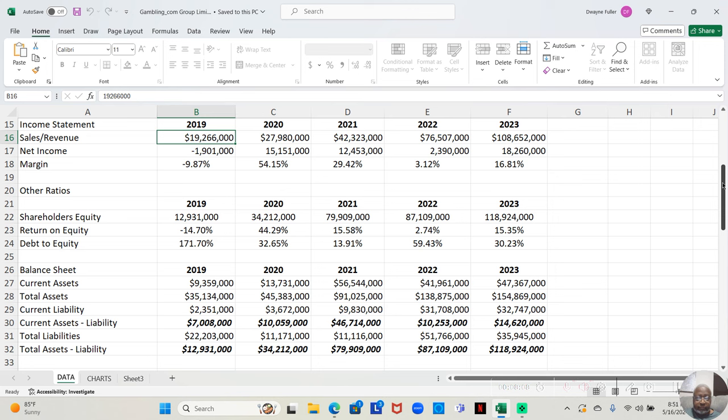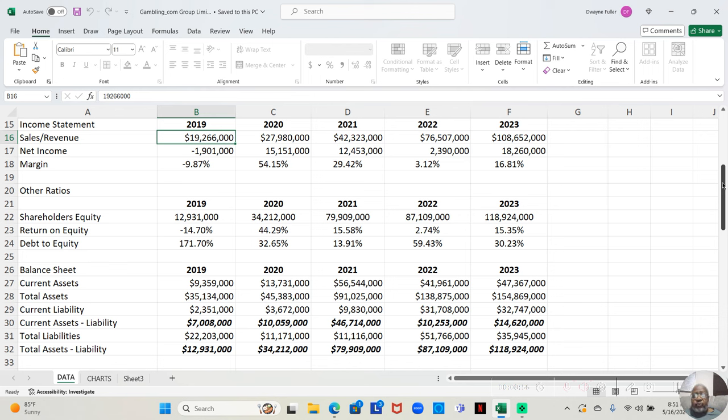In 2021, they made $42,323,000. Of that, they retained $12,453,000 after paying expenses. That was a 29.42% profit margin that year. But in 2022, they made even more, $76,507,000. Notice their sales and revenue is increasing every year. But of that, they only retained $2,390,000. That was a 3.12% gain.